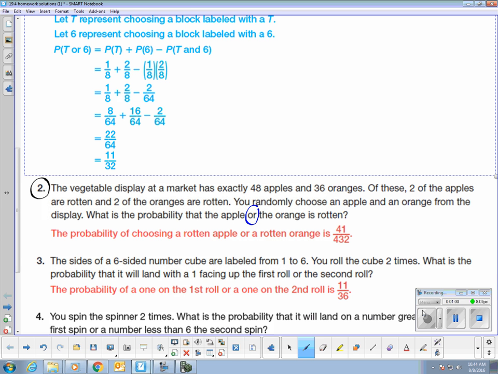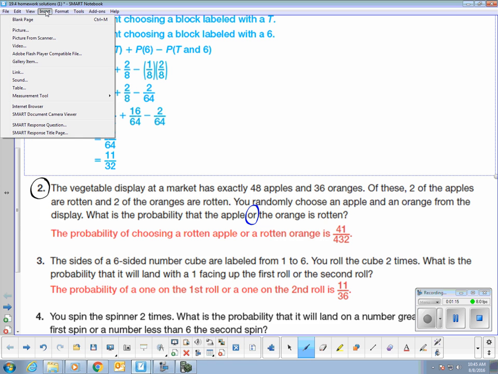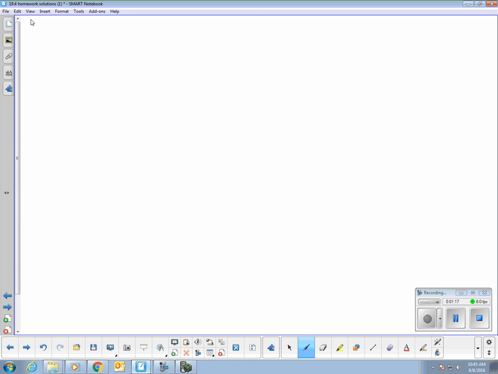Okay, a little bit different than the last lesson where it said and. The AND rule and the OR rule are very different. So let's take a look at what this looks like in relationship to a tree. So I'm going to get a blank page here, and so we have a nice big space. So we're going to start by selecting an apple.